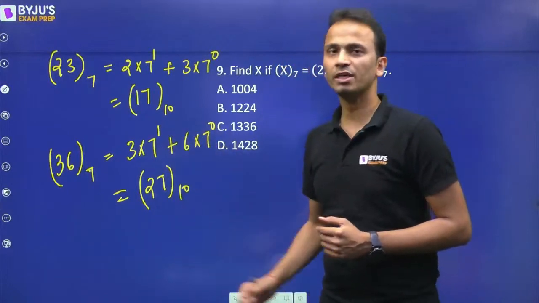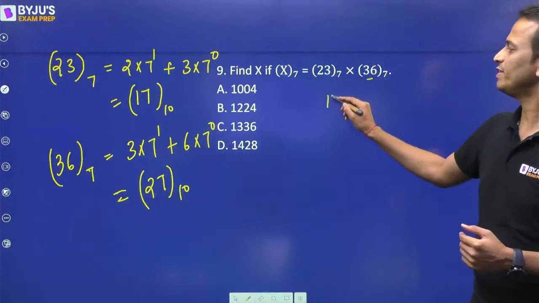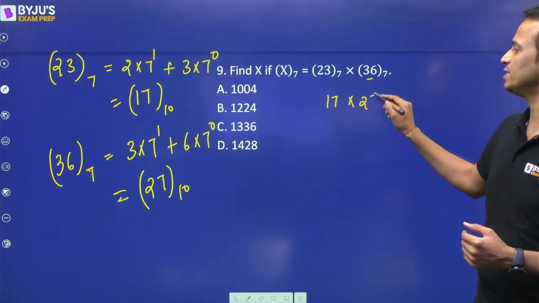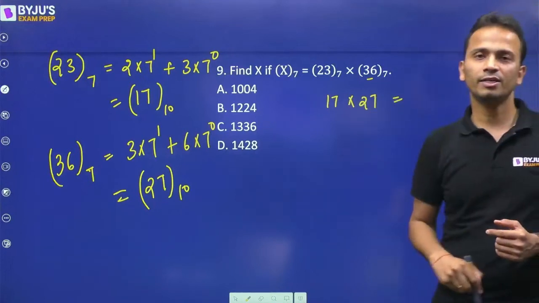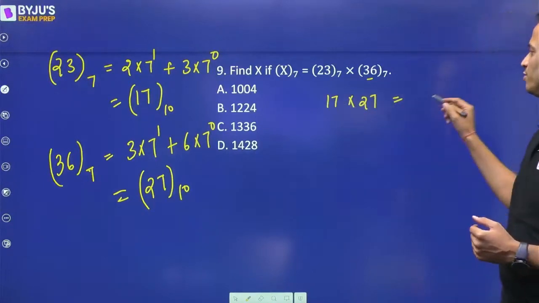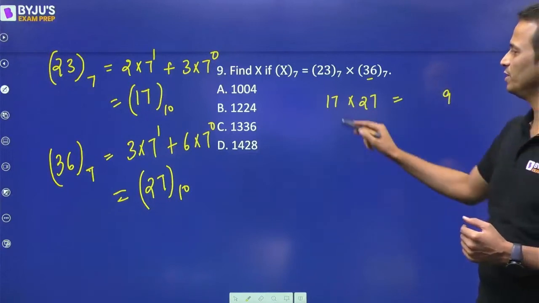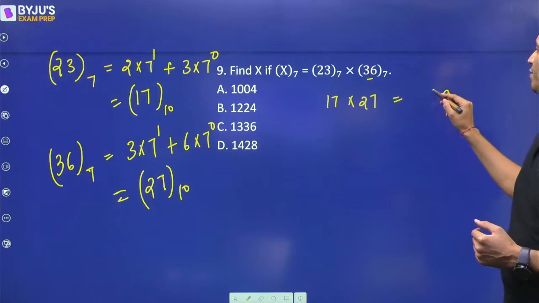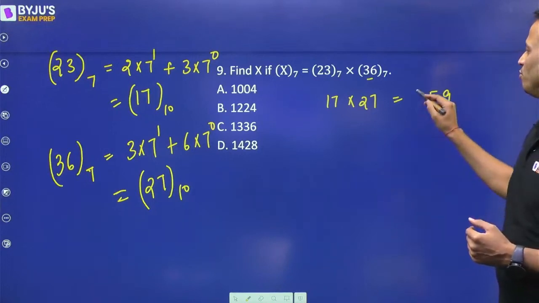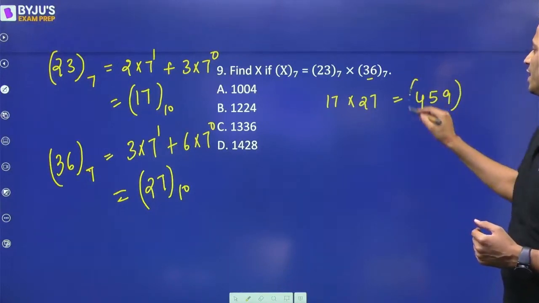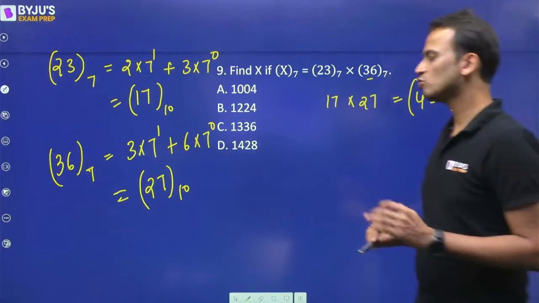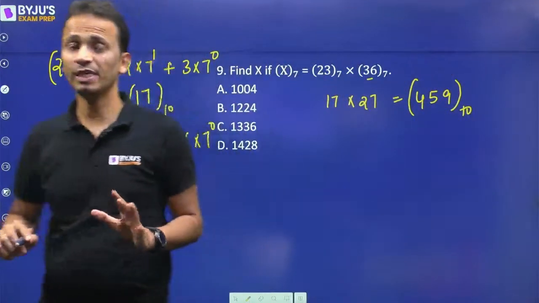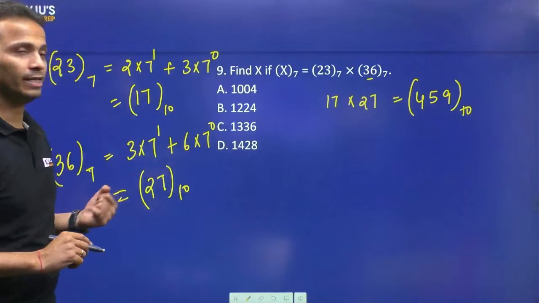Now the numbers have been converted in base 10. So 17 multiplied by 27. Let's calculate this. Okay, so 7 into 7, 49. 4 carry forward. 7 and 14, 21, 25. 2 carry forward, 4. So 459 in base 10. So my answer should be 459, but in base 10.